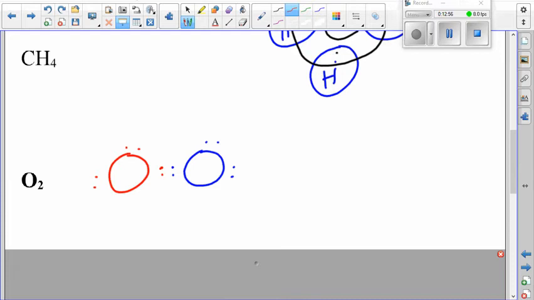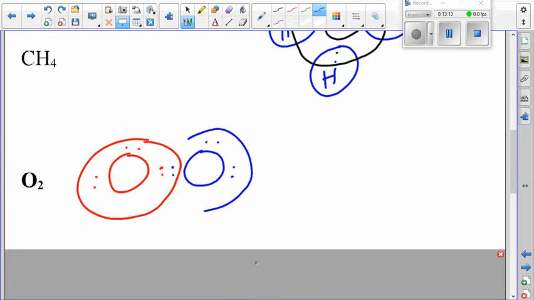But I thought they weren't supposed to double up. They can once you're bonding. So the end of notes yesterday, we said don't double them up except during bonding. So now this guy's happy. It's got 1, 2, 3, 4, 5, 6, 7, 8. This guy's happy because it's got 1, 2, 3, 4, 5, 6, 7, 8.